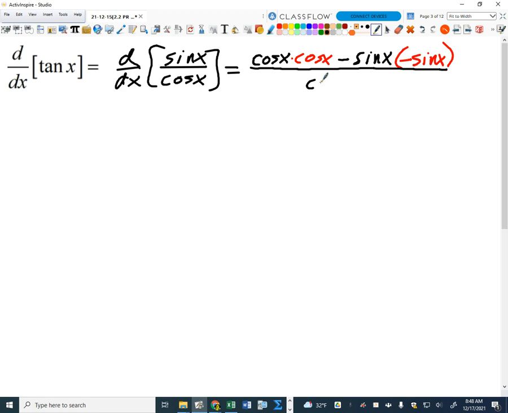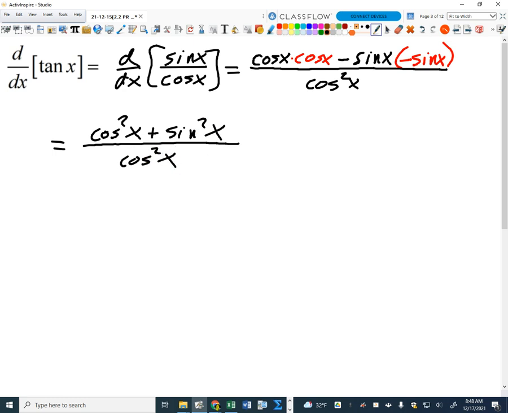Which we can write in shorthand as cosine squared x, but that just means cosine x quantity squared. Okay, so we can do a little trig here. Cosine times cosine is cosine squared x. Negative sine times negative sine is positive sine squared x. Do I see anything interesting there? Can I cancel the cosine squared?